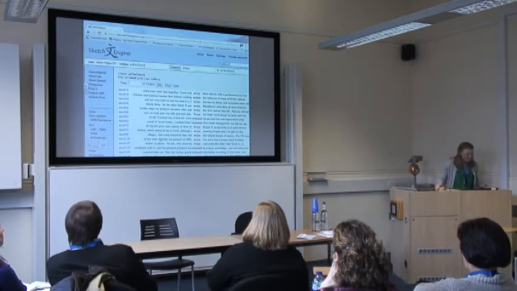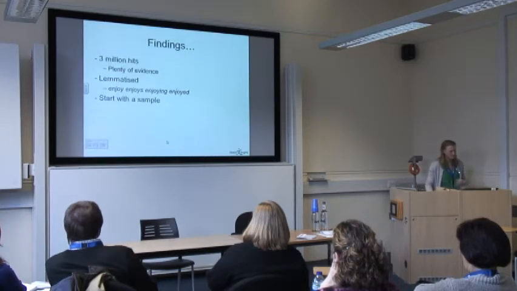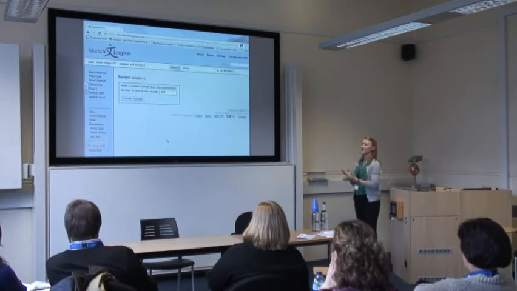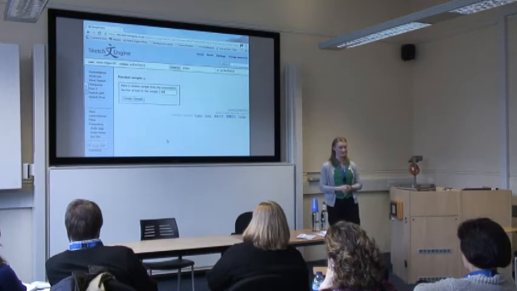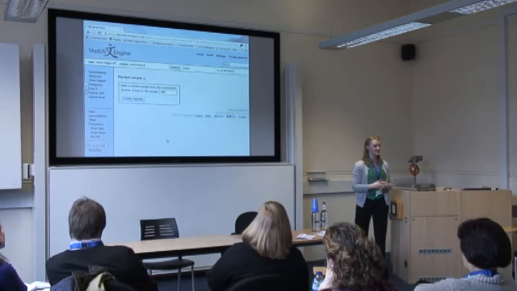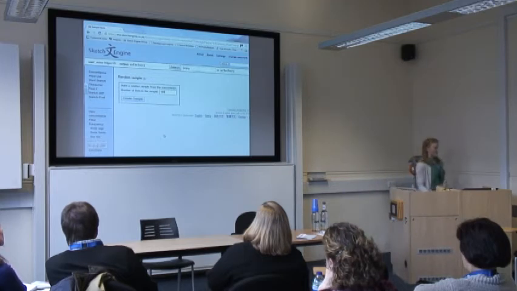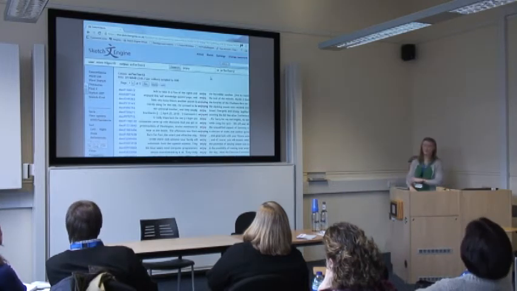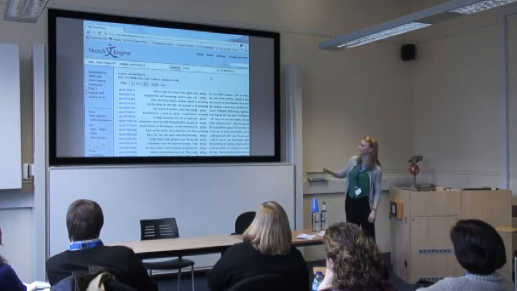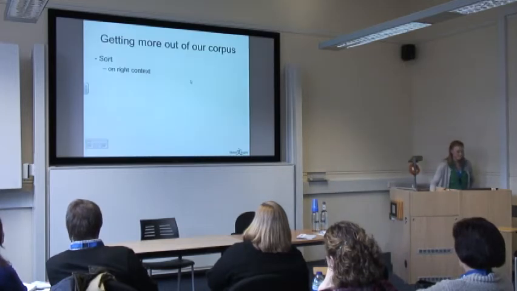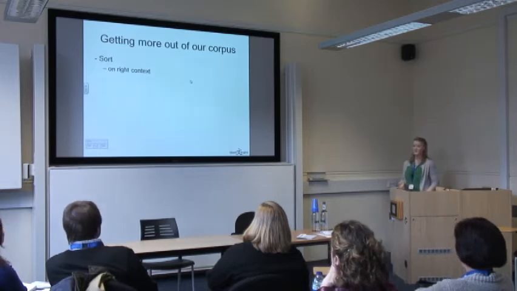So, on the left-hand side, you can thin down the information, so you can sample the information. When you click sample, in the Sketch Engine you can specify how many lines, how many instances, you want to see. And it takes a random sample, so it's not biased in any way. It won't collect all of the enjoyed or all of the enjoying, it'll take a random sample. Then when you create your sample, you'll see the concordance line again, except you'll see that it's been sampled to 100, and this time you've got 5 pages of results. So, that's great, but we can do more.